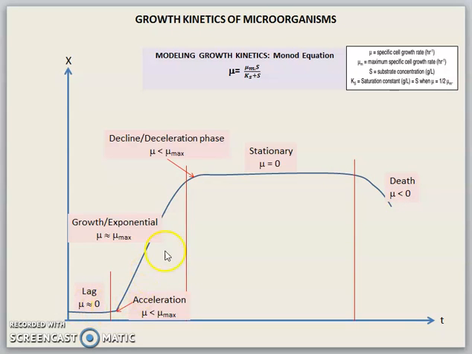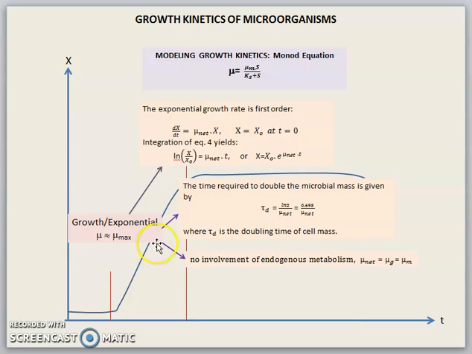You have to remember all these phases because this is the general plot which needs to be used in order to identify the growth kinetics of the microbes. The production of the product can occur in the growing phase, the exponential phase, or the stationary phase. So let's take a look at the growth phase.